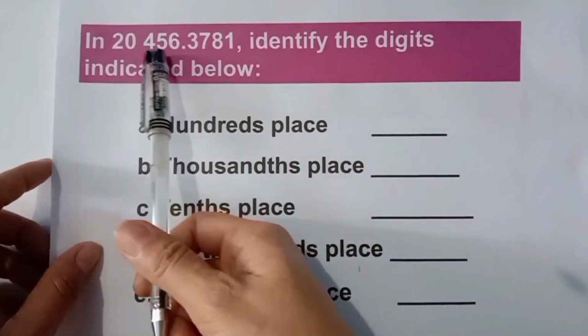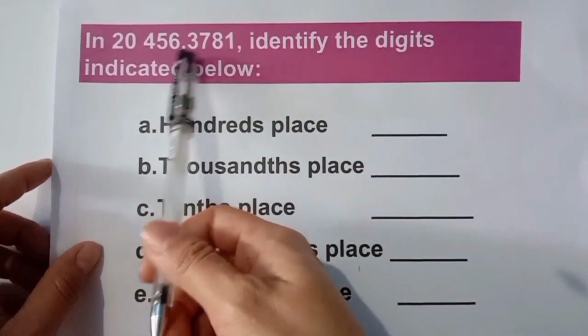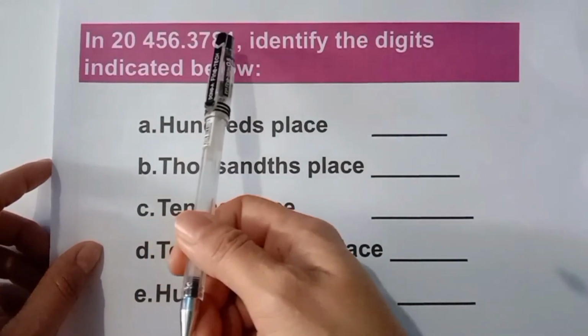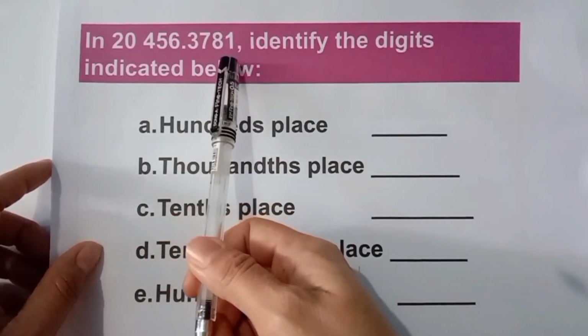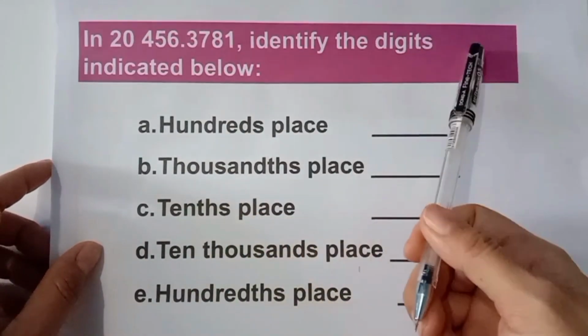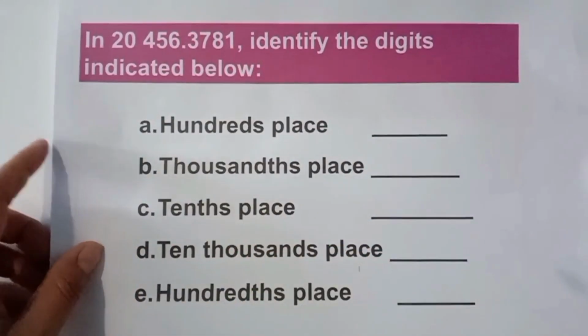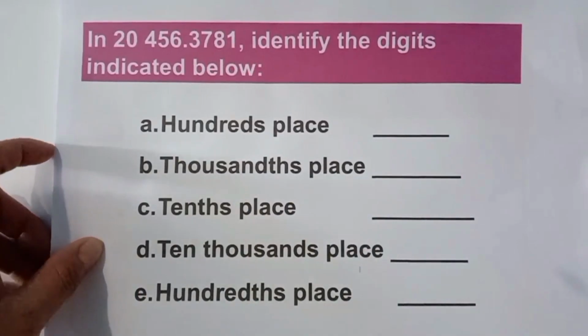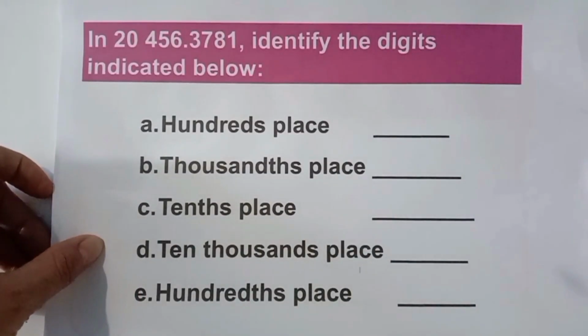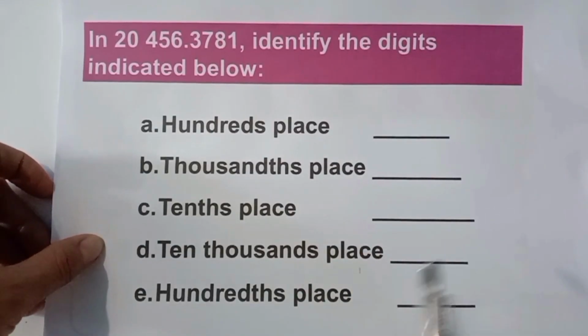Next. Okay, so, in 20,456 and 3,781 10,000ths, identify the digits indicated below. Okay. So, identify natin yung digits. Ano po ang kanyang digits na naka-indicate dito.